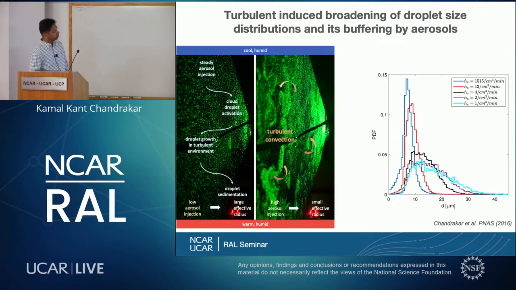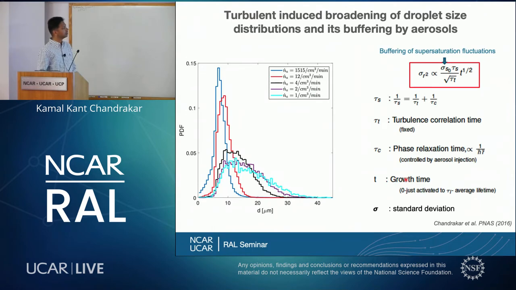So this larger spectral width is basically contrasting with the traditional picture of an adiabatic cloud parcel, where condensation leads to a narrow droplet size distribution. And in a turbulent environment, we get a broad distribution because of the variability in individual particle growth. This can be understood from the theoretical relation.